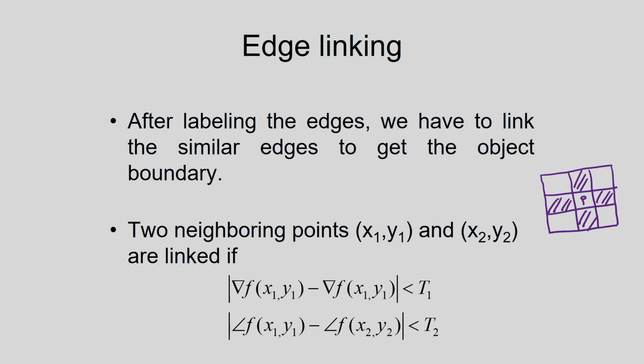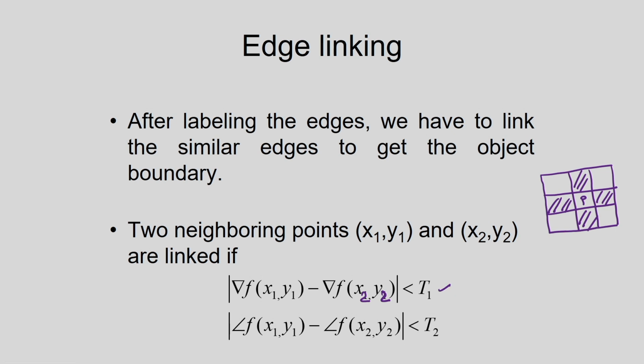In this case, you can see these 2 points I am considering. One point is x1 y1, another point is x2 y2. I am determining the gradient magnitude for the point x1 y1, f x1 y1, and also the gradient magnitude corresponding to the point x2 y2. If the difference is less than a particular threshold T1, that condition I can take.